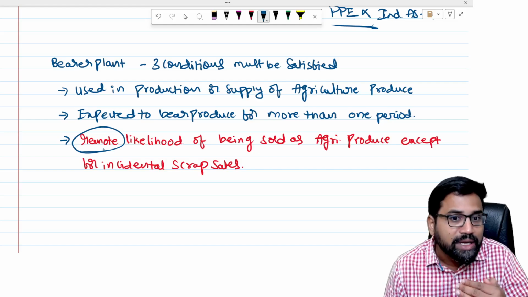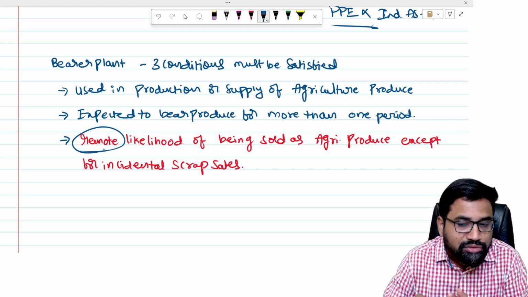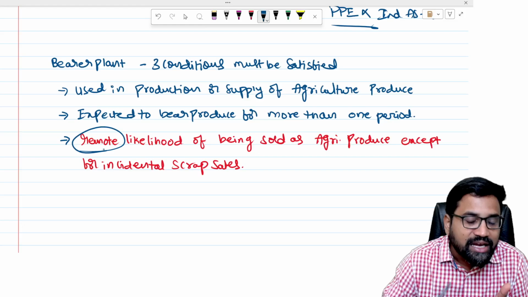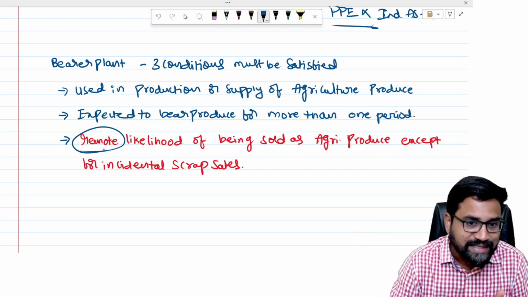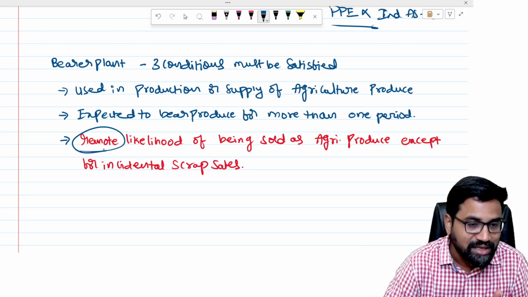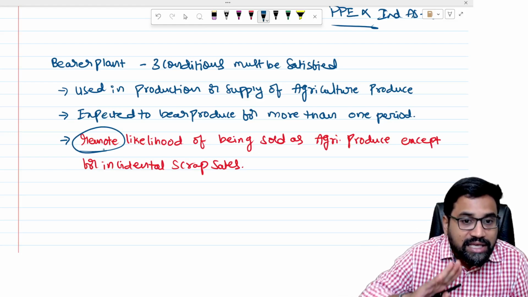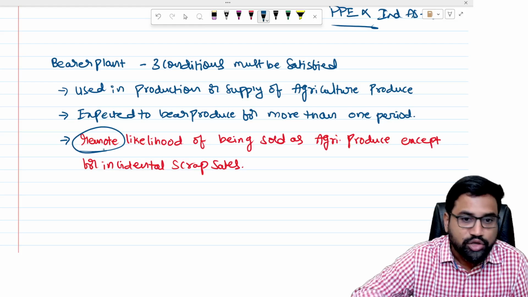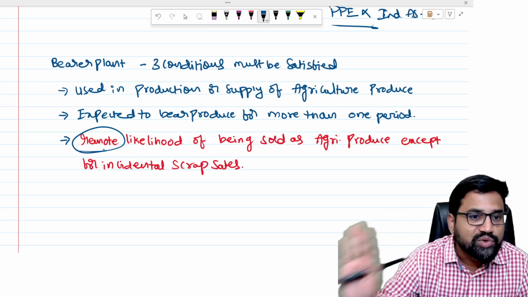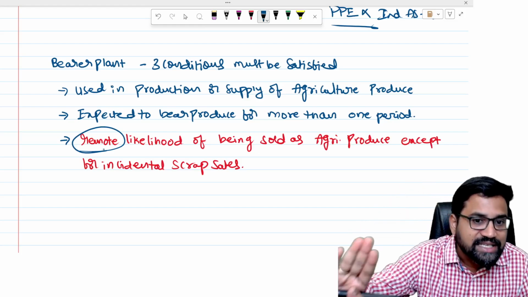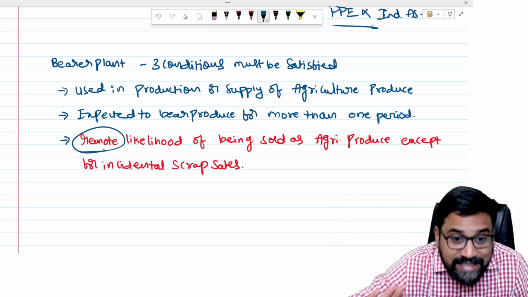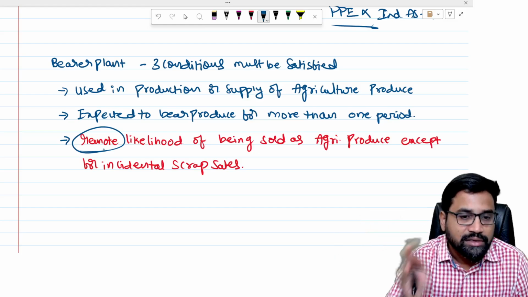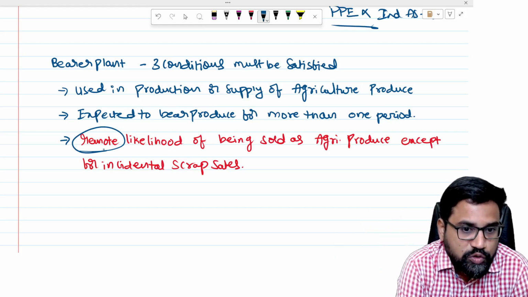Therefore, in order to treat a plant as a bearer plant, you have to see whether that plant is giving agriculture produce, first thing. Second, is it giving agriculture produce for more than one period, more than one season? One period means more than 1 year. Third, is this plant sold as an agriculture produce except for incidental scrap sales? No. Remote likelihood of being sold as an agriculture produce means very rare chances that it will be sold as an agriculture produce, except for incidental scrap sales. So for incidental scrap sales it can be sold, but otherwise it cannot be sold as an agriculture produce.